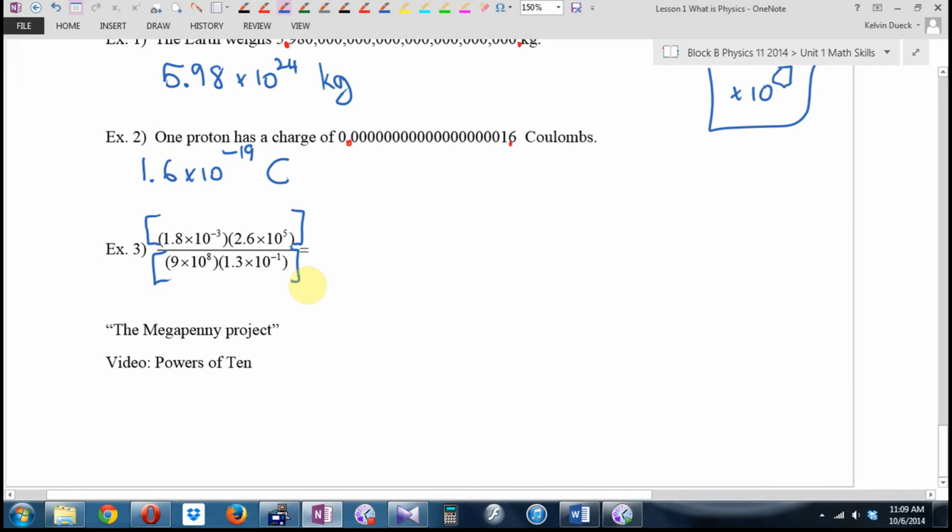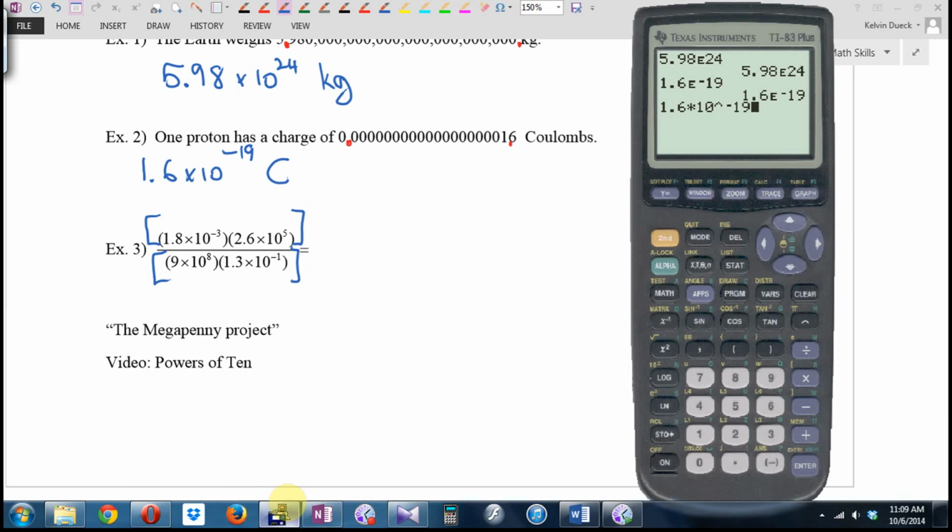Put your calculators down, look up. I would never type it this way. Bracket, bracket, 1.8, scientific notation button, negative 3, close bracket, bracket, 2.6, scientific notation button, 5, close bracket, close off the top, divided by bracket. Can you see it's way easy to lose track of brackets? So I would type it like this. You're all going to type with me.